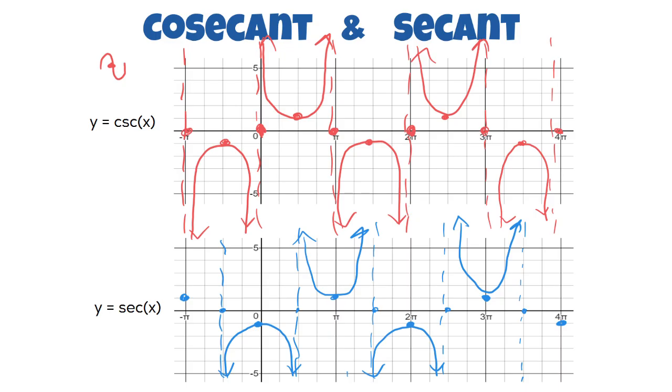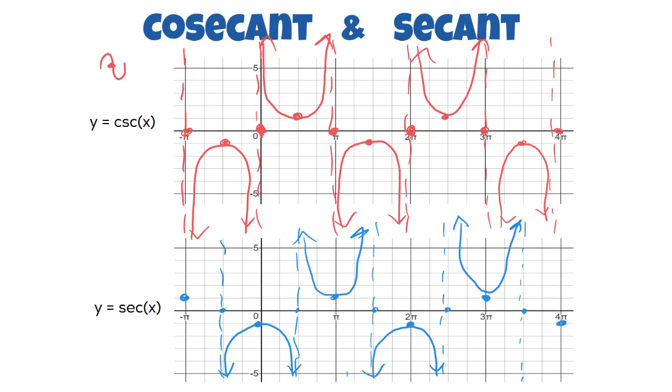Your domain, I don't have it written, but it's on your master parent graphs. Looks like x cannot be 0 plus every pi n. And range, now this is different. Range is going to go from negative infinity all the way up to negative 1. That turns around. In union with, I'm going to pick right back up at 1 and go to infinity.